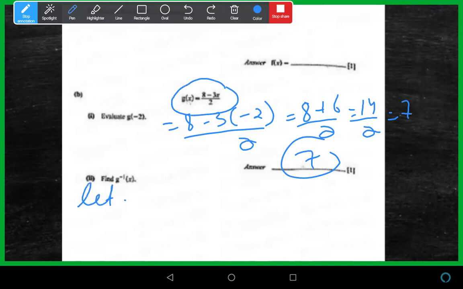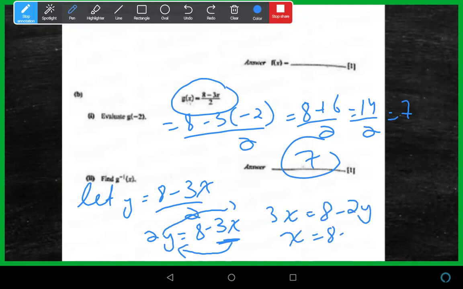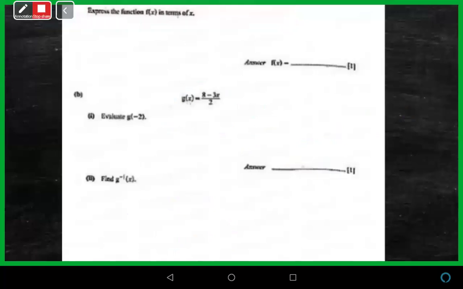Let y be equal to (8 minus 3x) divided by 2. It will become 2y is equal to 8 minus 3x. We have to make x the subject, so we have to make x positive, so we move 3x to the left side and 2y to the right side. It will become 3x is equal to 8 minus 2y. Dividing by 3, x is (8 minus 2y) divided by 3. So this is the final answer of this question. I hope everything is clear to you.